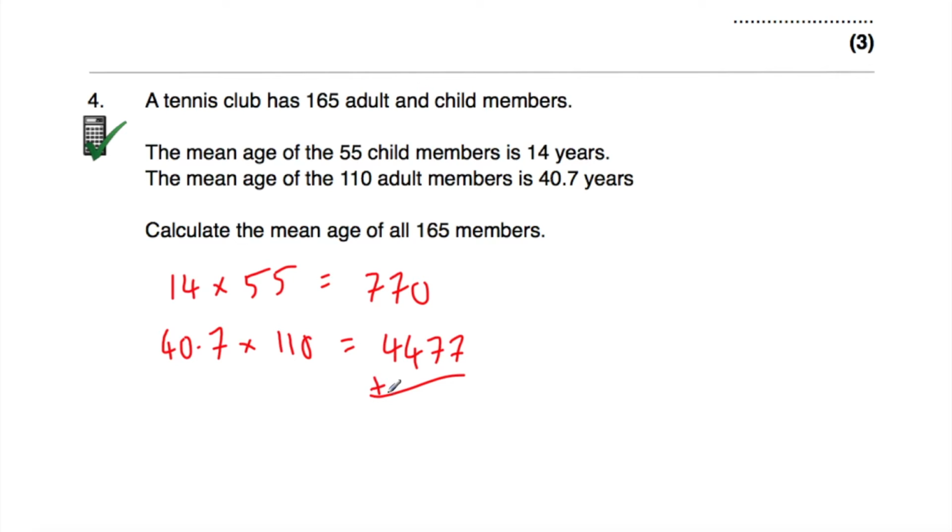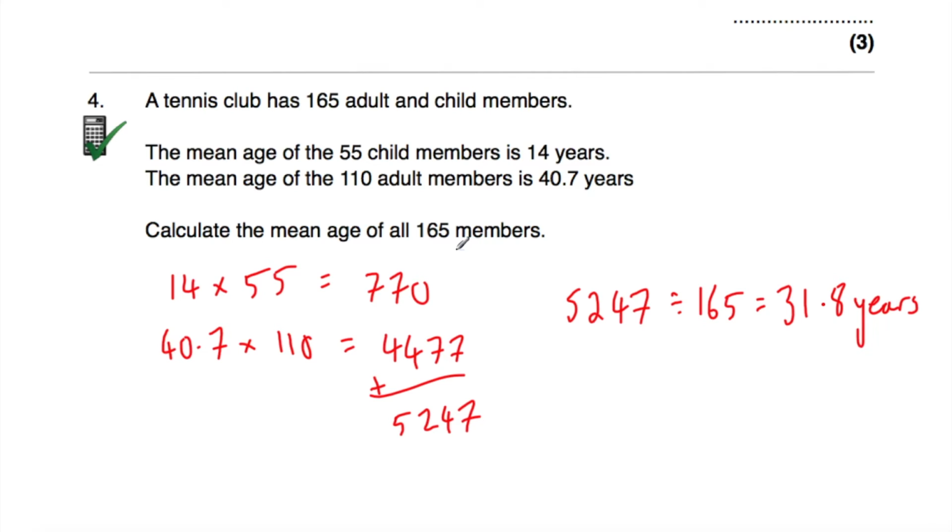So if we add those together, and it's a calculator question, so that's quite nice, we can just type that into our calculator, and that's equal to 5,247. So we now know the total of their ages. We now can just divide it by how many members there are, which is 165. So 5,247 divided by 165 is equal to 31.8 years. So the mean age of the 165 members is 31.8 years. And that's it. And if you got that, well done.